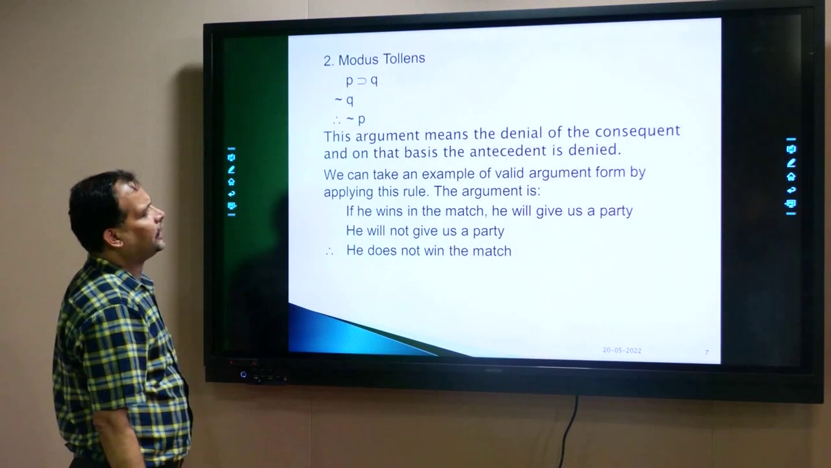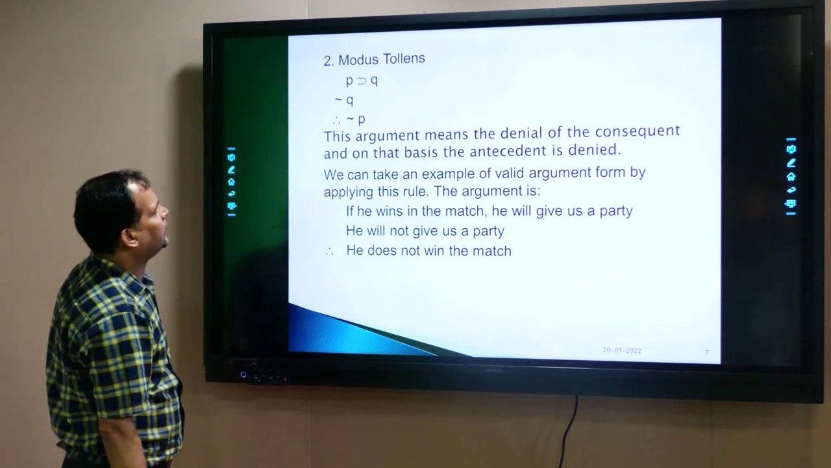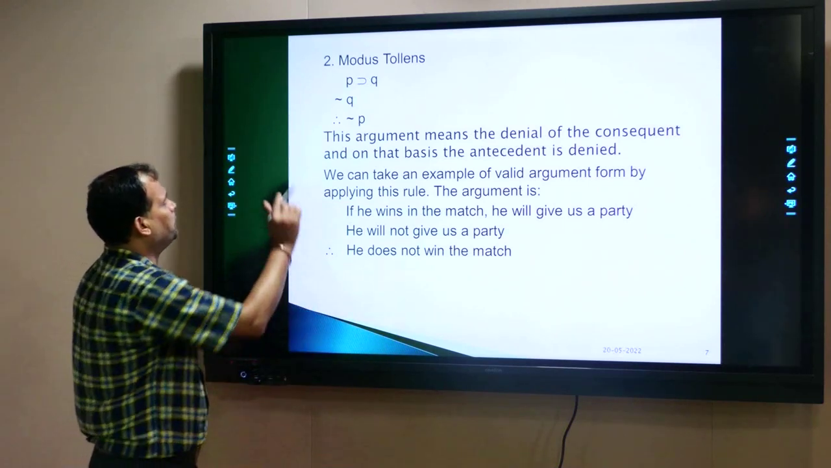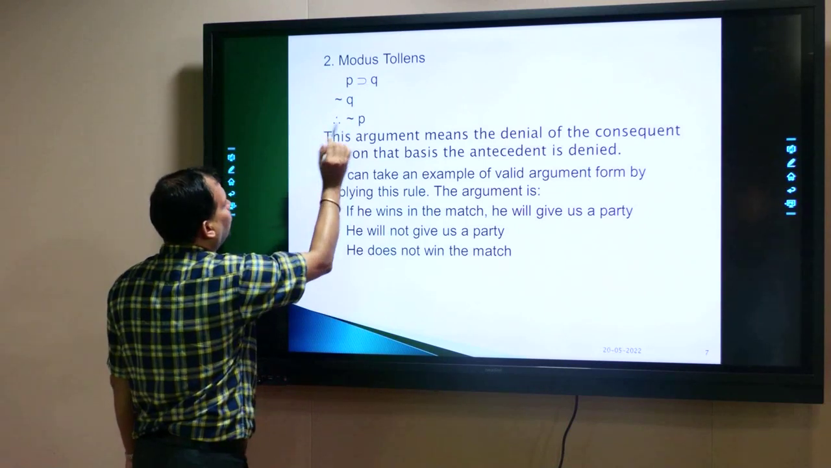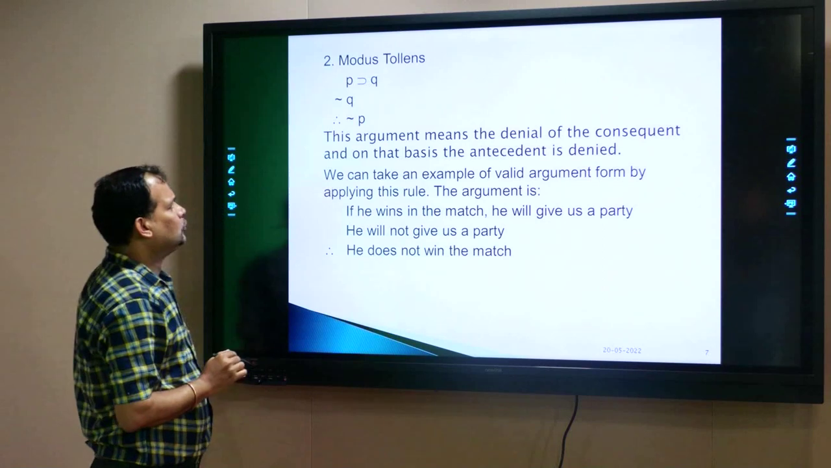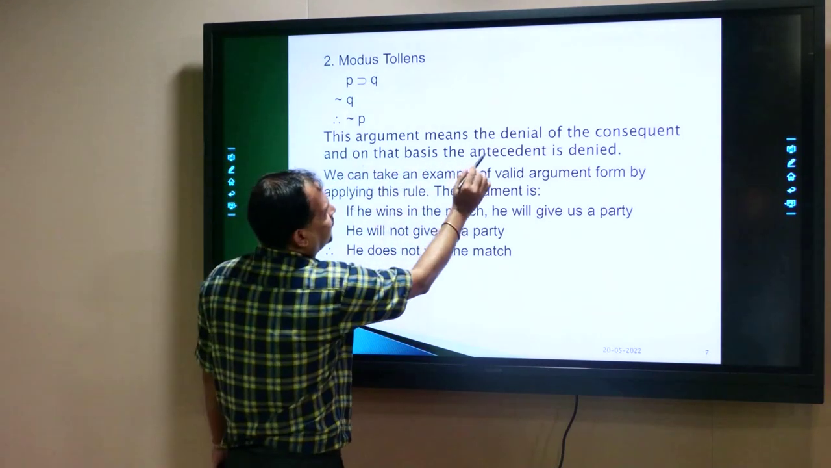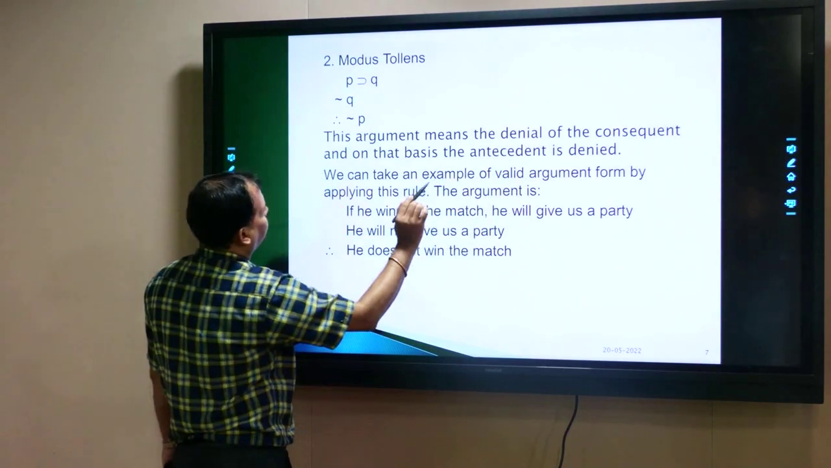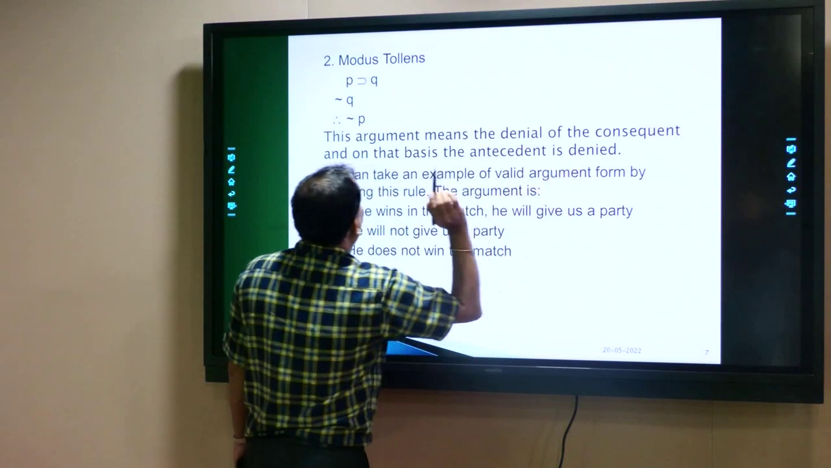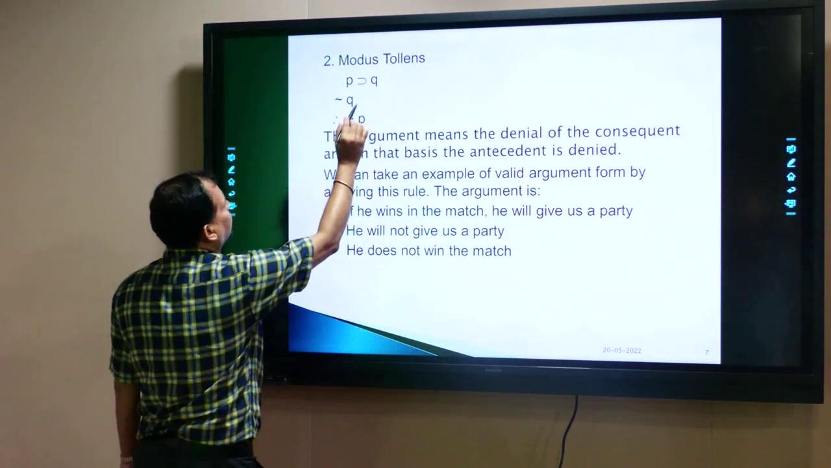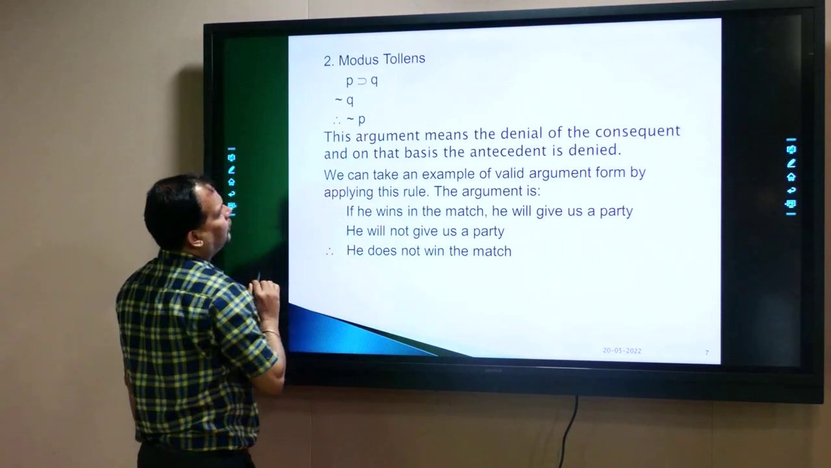You see, the second rule of inference, that is modus tollens. Now, dear learners, you see on the blackboard, P implies Q, negation Q, therefore negation P. This argument means the denial of the consequent, and on that basis the antecedent is denied. Means P implies Q, negation Q, therefore negation P.